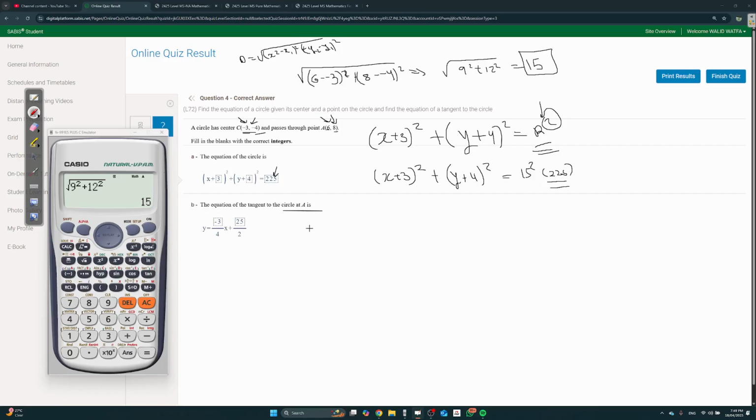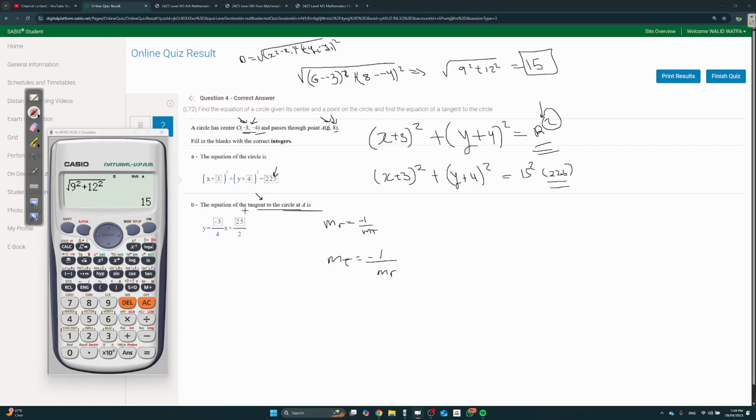This is very easy to find, the tangent to the circle. Whenever you're working with tangent and radius, remember this rule: the slope of the radius is equal to negative 1 over the slope of the tangent, and it goes the other way around, right? Because they're perpendicular. So whenever you have a question to find the equation of the tangent, or maybe find the slope of the radius, always remember to use this rule.